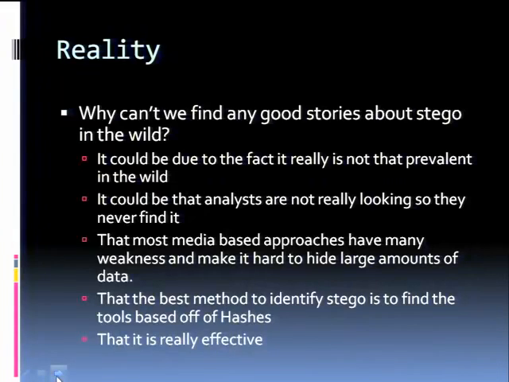Right now, the best method to identify Stego is to find the tools based off of hashes. End of story. It's pretty much what they do. There are a few different hash databases out there and a few different tools. But right now, the best method to identify Stego on a machine is to see if there's presence of a Stego tool. If there's presence of a Stego tool, there's a possibility that there's some Stego payload, or there was some potential information that was Stego. Or it could be that steganography is just so effective that nobody really knows.